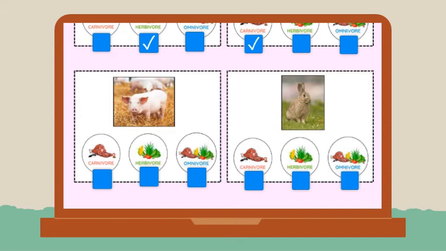Pigs. Pigs eat fruits. They consume flowers of plants, but they also eat some insects and fish sometimes. This means that pigs are plant and animal eaters. This makes them omnivorous animals. Correct. Rabbits. Rabbits consume vegetables. So rabbits are herbivores.